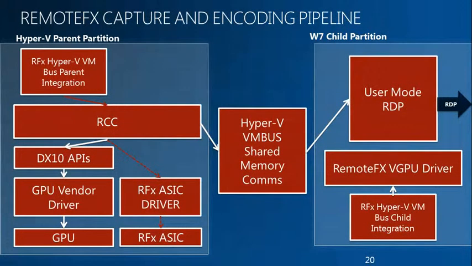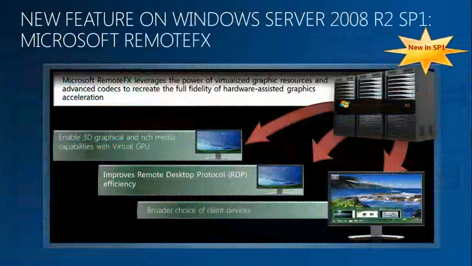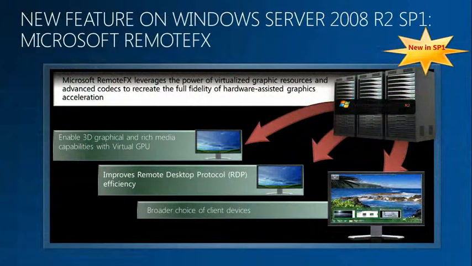And again, another way of understanding all that same information, typically people are going to be using RDP to connect to that. So we have a user mode RDP that allows us to provide all that information and display that to the remote client. So that's how our encoding pipeline works with it. So again, why would we want to use this?